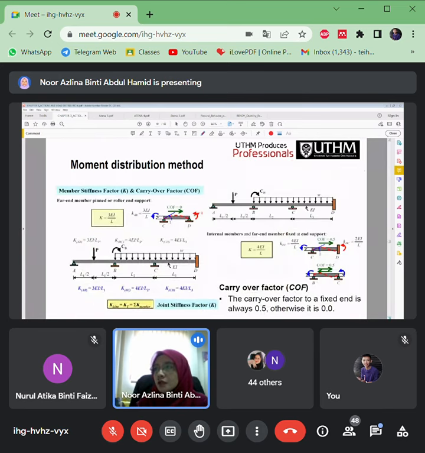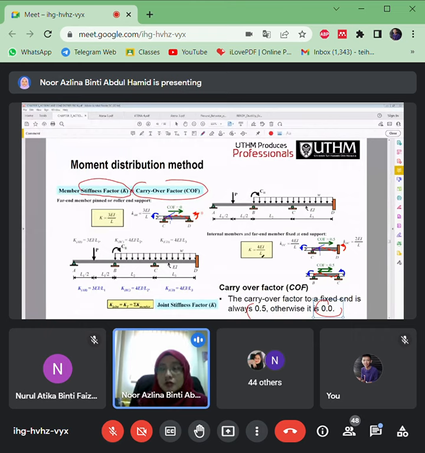Then we have stiffness. So how do we get the stiffness? How do we know the value of the carryover factor? For the carryover factor, it is quite simple. Either you distribute half of it, or there are no distributions, so just zero distribution here. For the stiffness, it has two types: 3EI divided by L and 4EI divided by L.